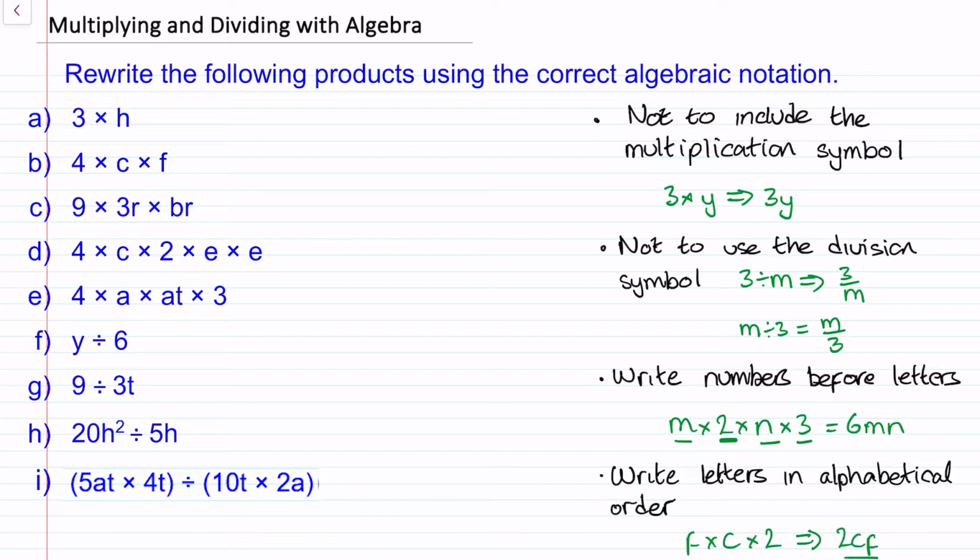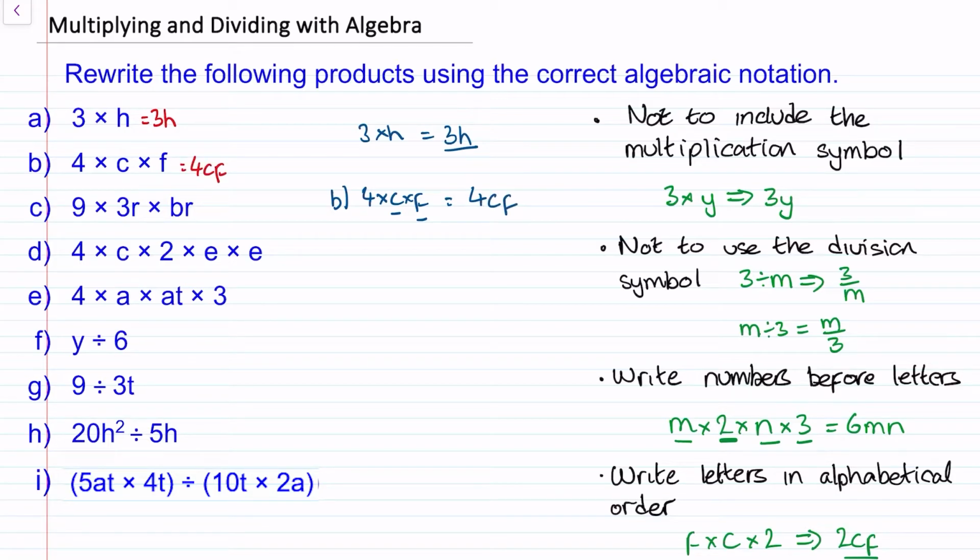Okay, so now we're going to use these 4 rules to work through questions A to I. So for question A, we have 3 multiplied by H. So we write this without the multiplication symbol, and this is 3H. For question B, we have 4 times C times F. So we don't have a multiplication symbol, and we have a C before the F, so this becomes 4CF.